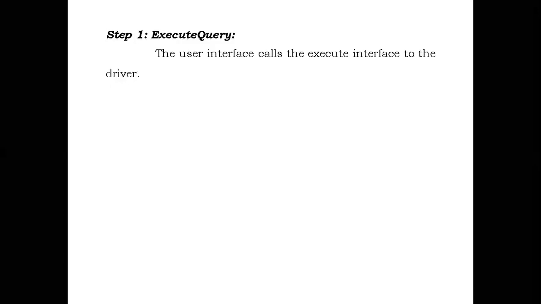The user interface is where we have written the query. For example, if you are using the Beeline command prompt, when we write the query in the Beeline command prompt, then the information is passed from the Beeline command prompt to the driver. The query is ready, you have to process that query, and that information will be passed to the driver.